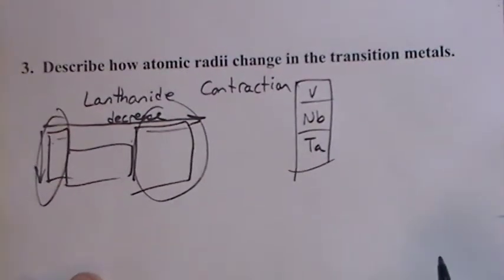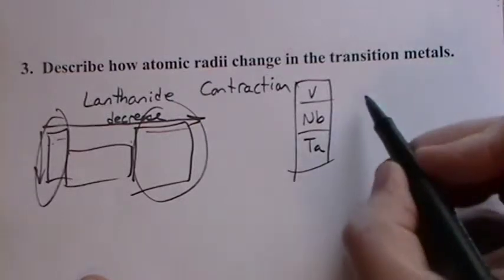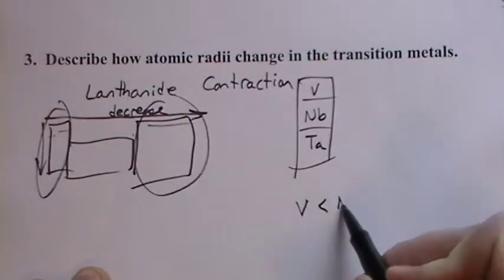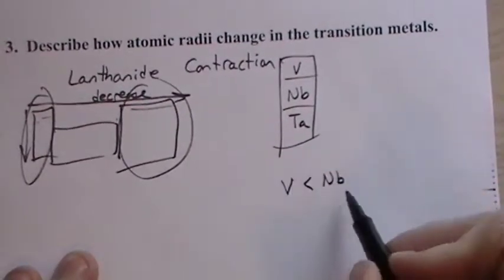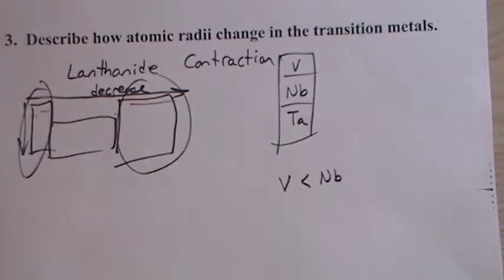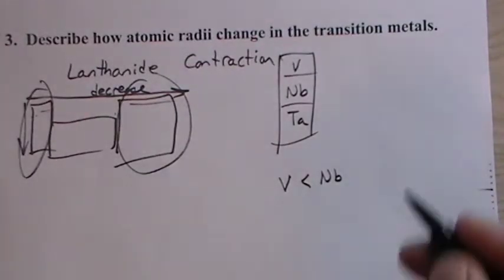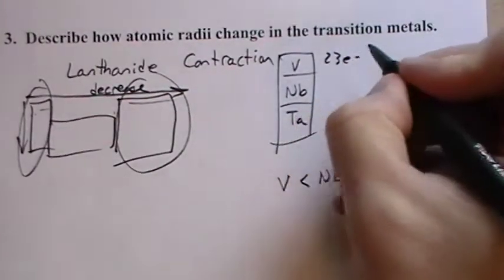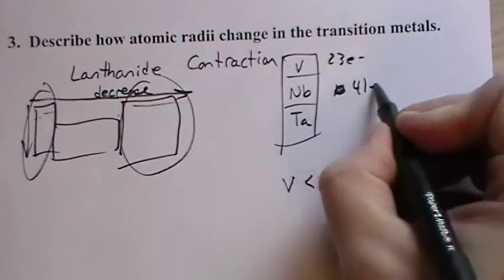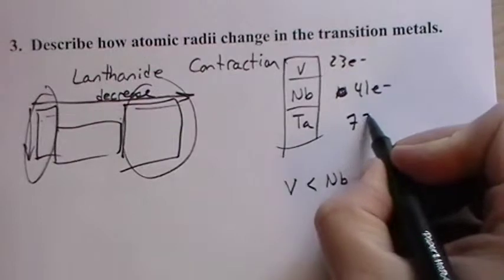And what we find is that the vanadium is smaller than niobium, as we'd expect, because vanadium has, let's get on the periodic table here, 23 electrons. Niobium has 41, and then tantalum has 73.